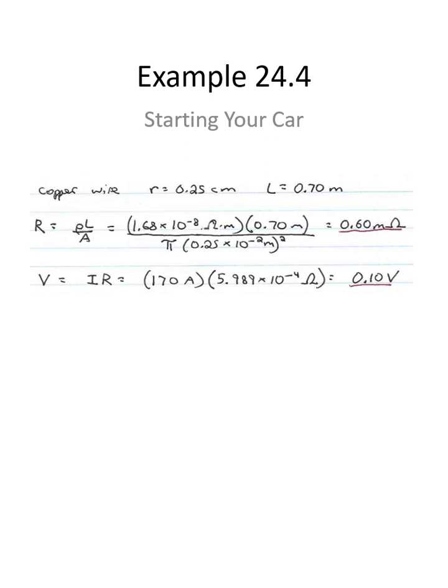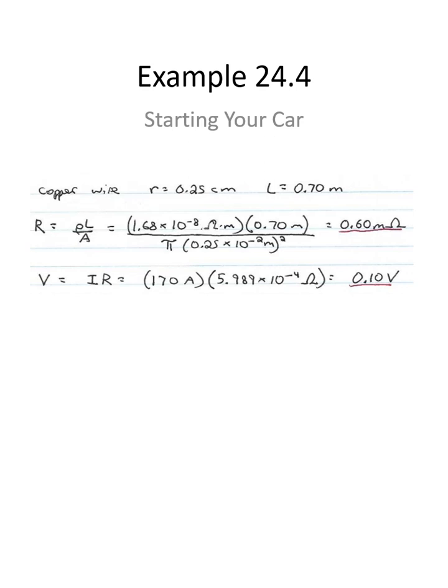I've started with the given information. It said 0.50 centimeters in diameter. Let's turn that to the radius. That'll be more important. So 0.25 centimeters radius. There it is, length of 0.70 meters. And it is worth noting that it is a copper wire.